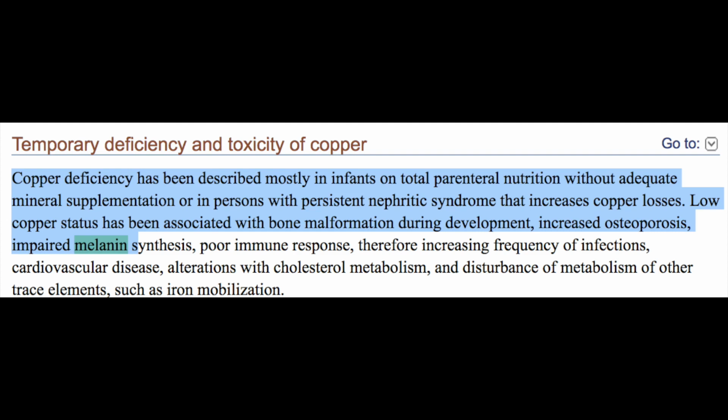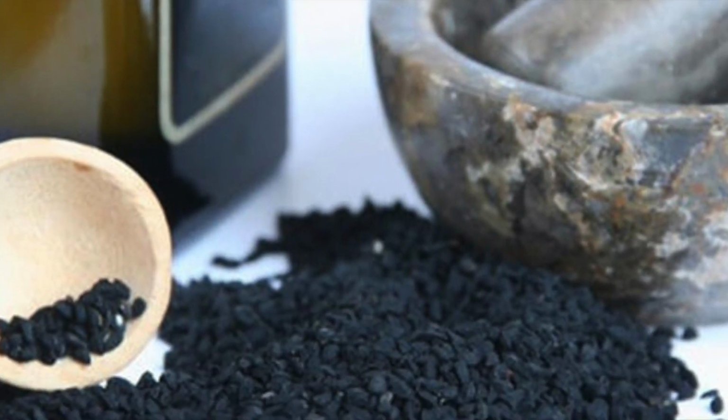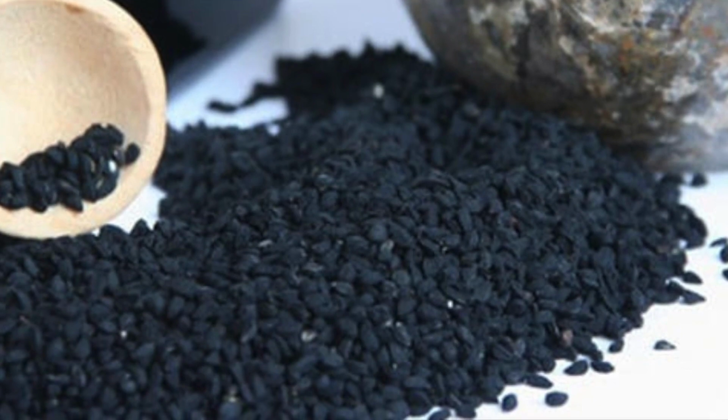Now, black seed oil also contains a very crucial element to melanin, which is copper. And it says here, copper deficiency has been described mostly in infants on total parenteral nutrition without adequate mineral supplementation, or in persons with persistent nephrotic syndrome that increases copper losses, basically malnourished children or people with diseases that deplete copper. Low copper status has been associated with bone malformation during development, increased osteoporosis, impaired melanin synthesis. So we have a herb here that not only preserves melanin, but has minerals in it that directly affect and benefit melanin production.